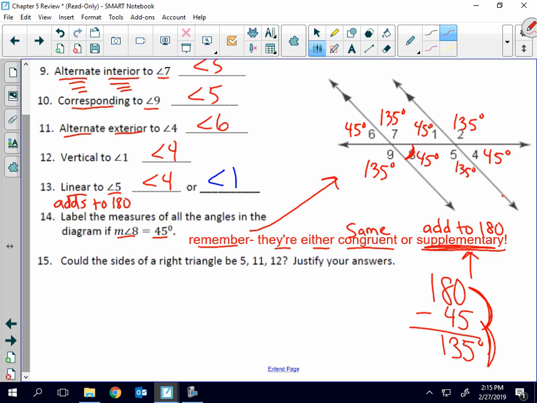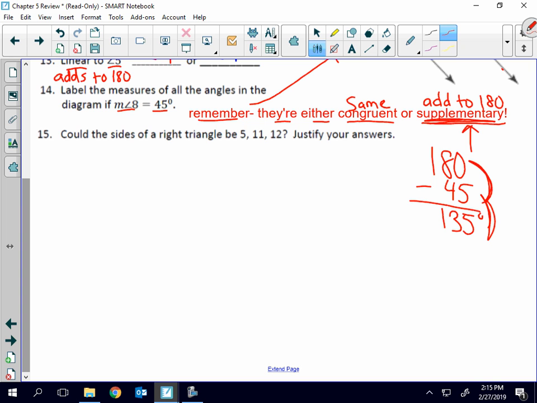All right, number 15 says, could the sides of a right triangle be 5, 11, and 12? Justify. Don't just say yes or no. I need to see your work. That's what you use to justify. So a right triangle, I know, has a squared plus b squared equal to c squared. And remember, c always has to be the biggest number. It doesn't matter for a and b, but c has to be the biggest number.